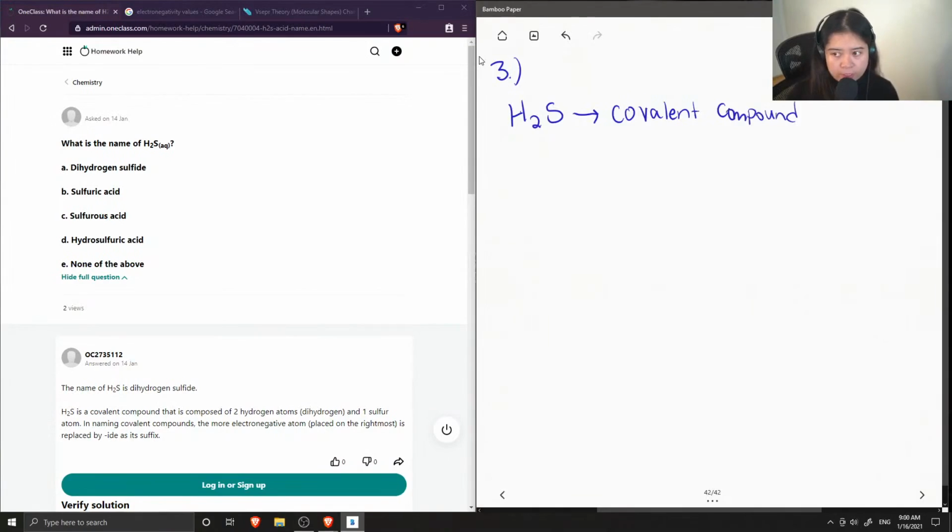So it's always important to know the type of compound we have, because depending on the type, the rules for naming it vary. So step 1 is to name your first element. And typically if it's more than 1, we like to name the prefix.